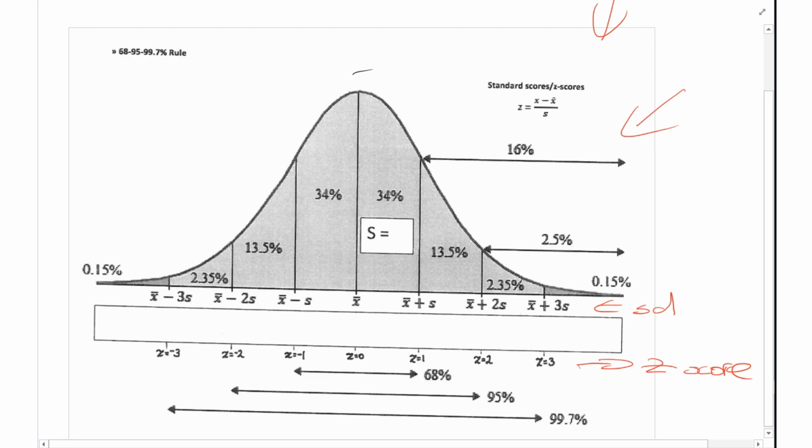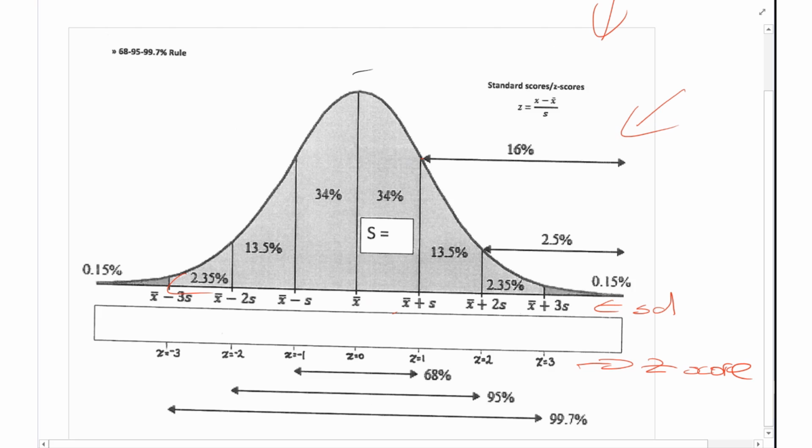And just as a quick overview, remember that's 68% of your data, that's 95% of your data, and the third one is 99.7% of your data. Okay, but also remembering that, sorry, I just want to erase that.